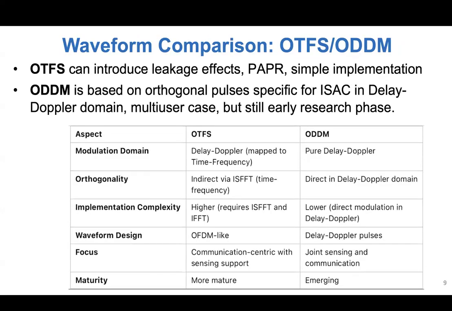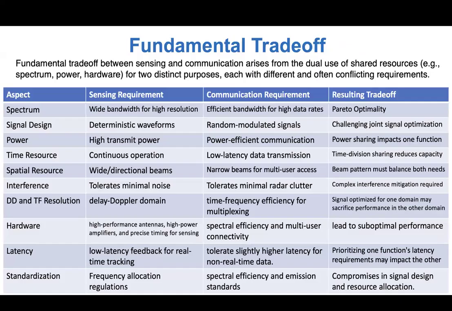Also, OTFS can introduce a leakage problem, and it also has a peak-to-average power ratio like OFDM, but it's a really simple implementation. The ODDM is an orthogonal pulse specifically designed for ISAC in the delay-Doppler domain. It's good for the multi-user case, but still early research. So this is a comparison of those.